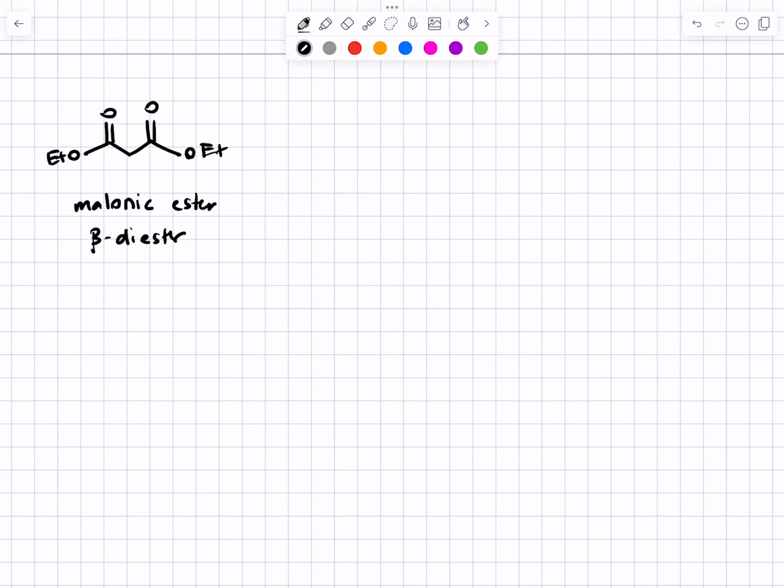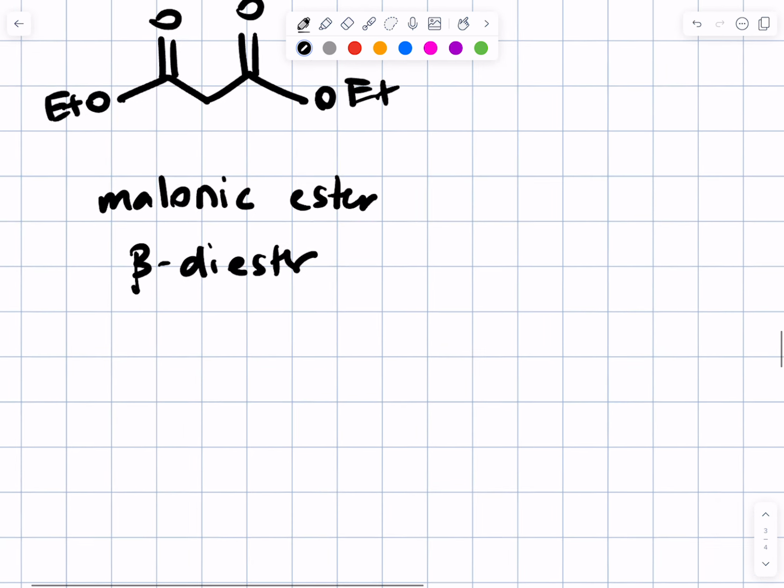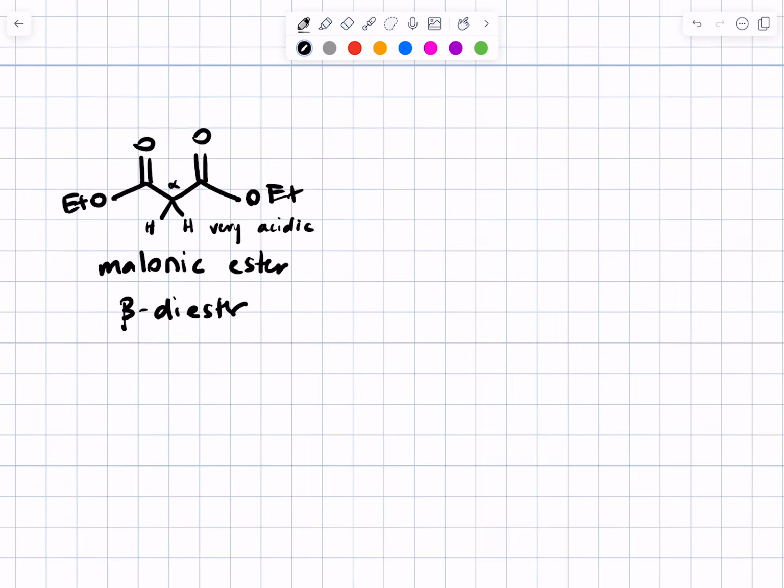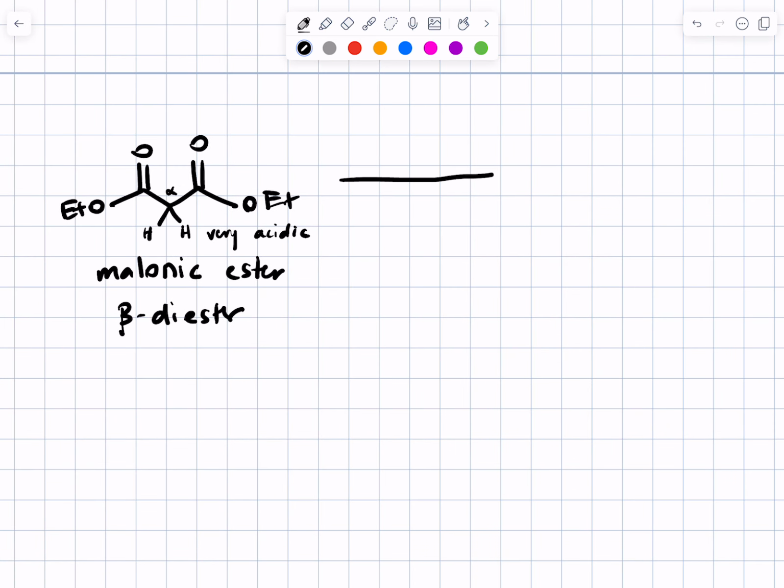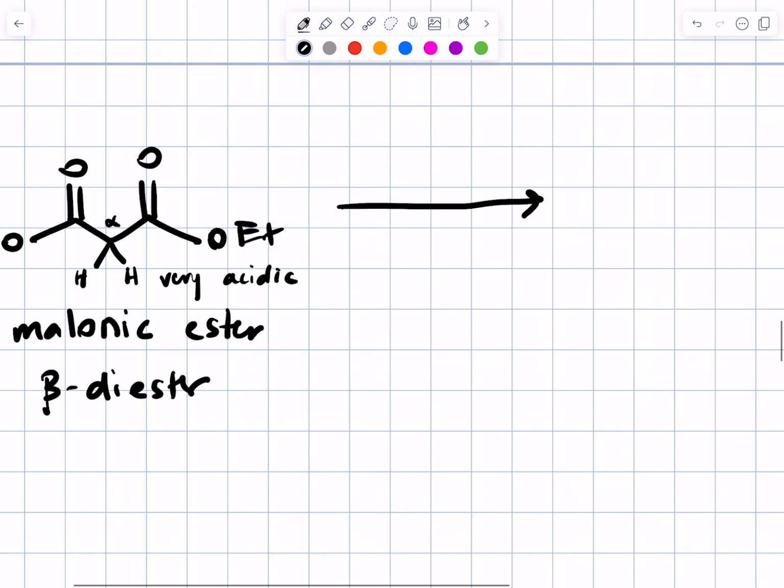But like the acetoacetic ester, the carbon in the malonic ester is likewise very acidic. Sorry, the alpha protons are likewise very acidic. I'd have to look up what the pKa's are. They're probably greater than 13, but still pretty low. So let's go ahead and do the exact same thing.